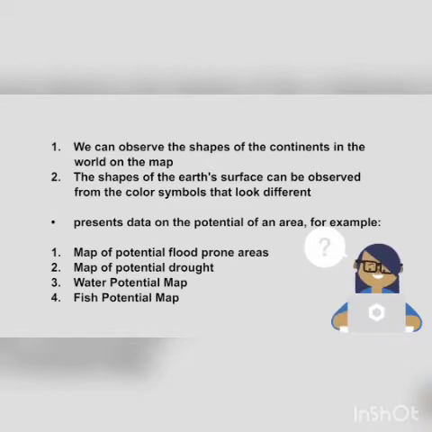Present data of potential of an area. For example, 1. Map of potential road area. 2. Map of potential drought. 3. Water potential map. And 4. Fish potential map.